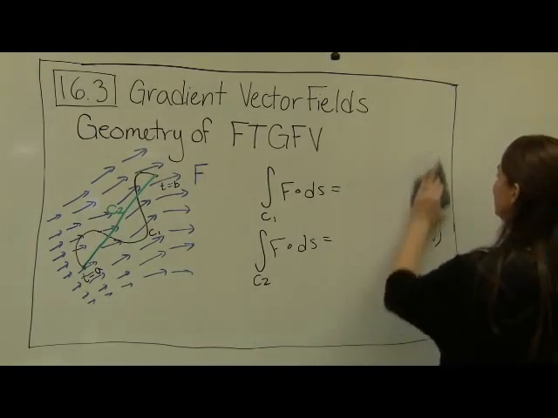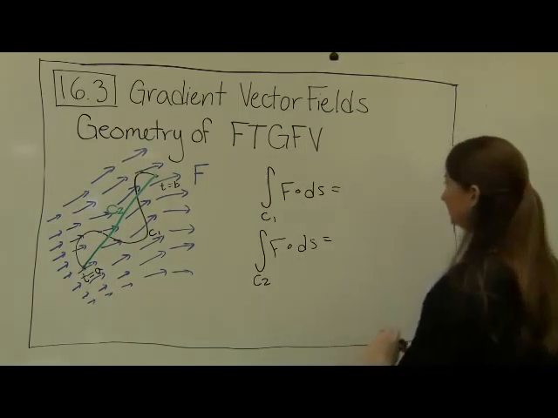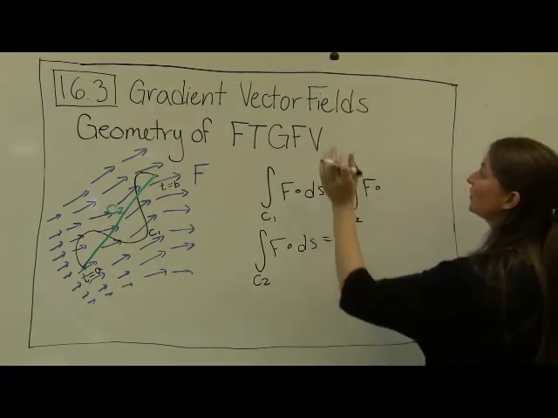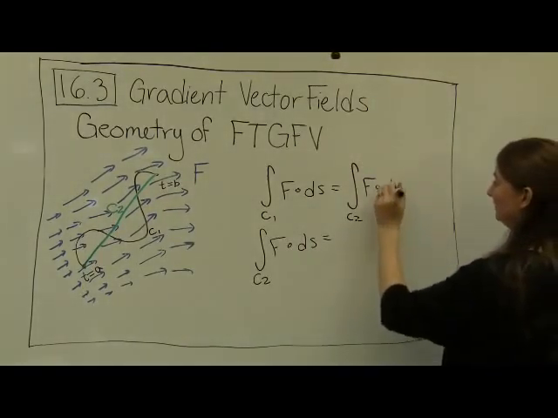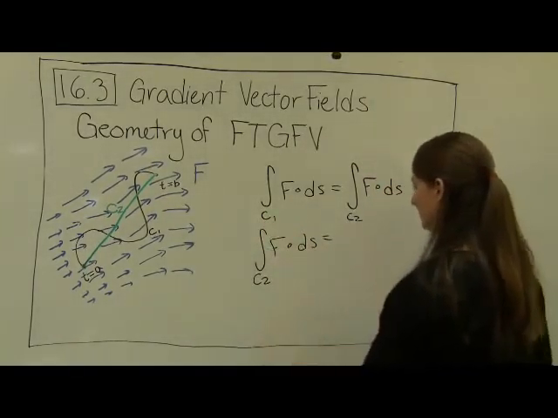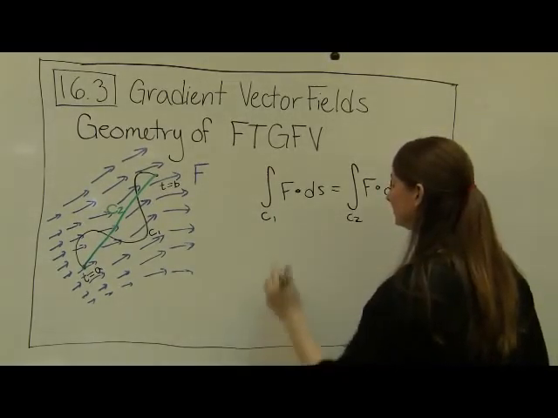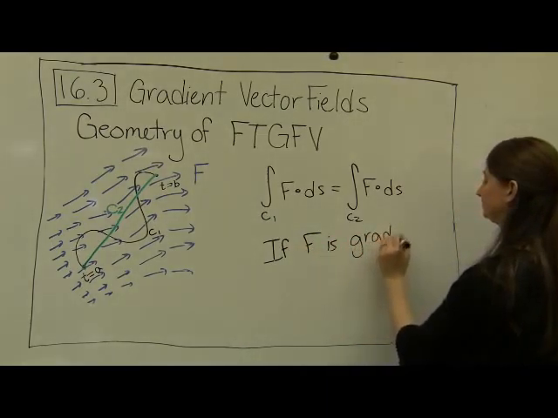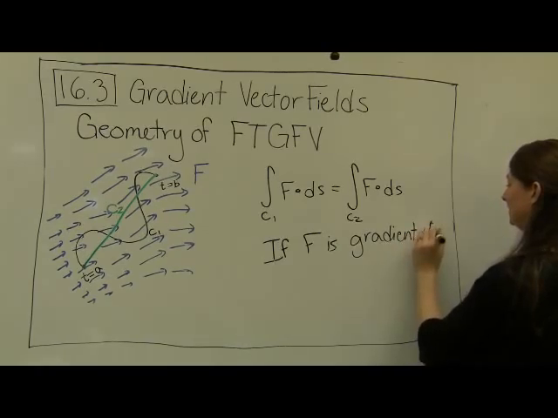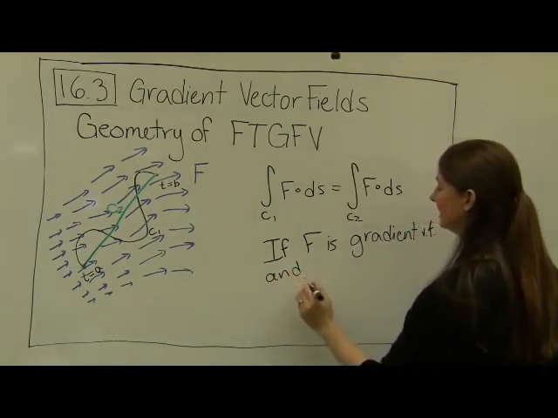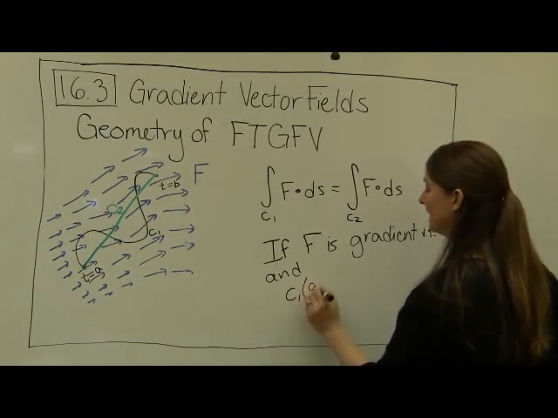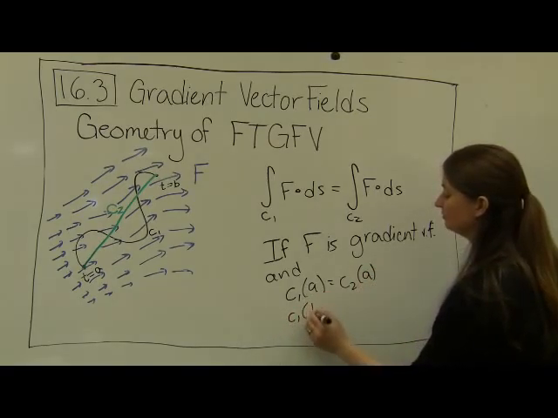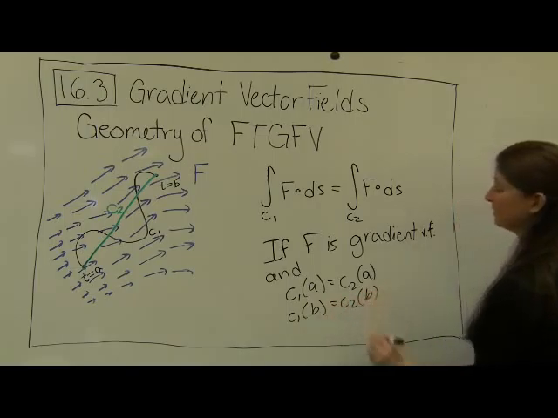The interesting result is, if f is a gradient vector field, then we will always have the case that the vector line integral of this path and this path will be equal to each other if f is a gradient vector field, and we also have to have that c1 of a is equal to c2 of a, meaning they both have to start in the same place, and c1 of b has to be equal to c2 of b. They both have to end in the same place.